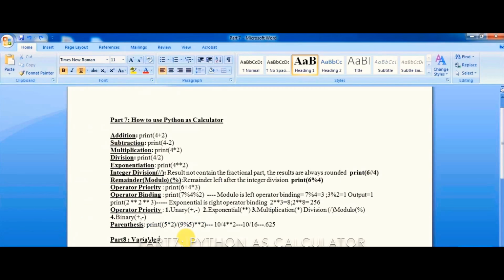Try your own codes with a combination of parentheses and all arithmetic operators.